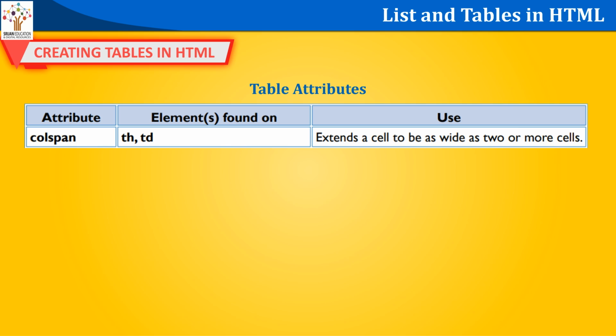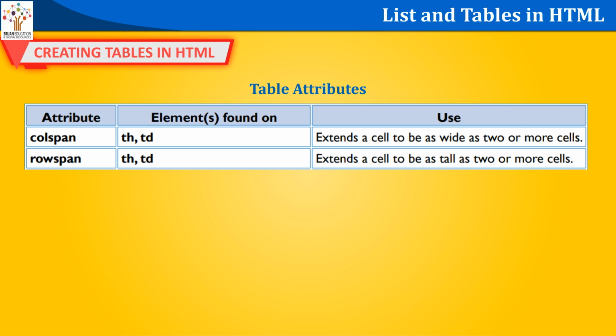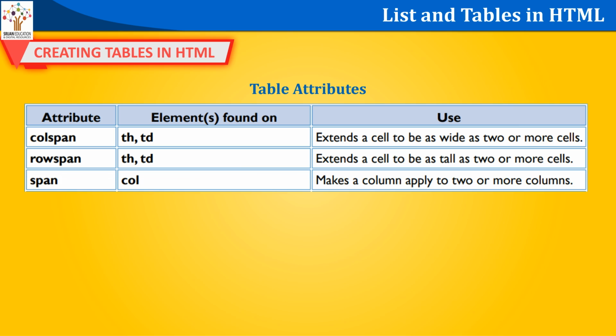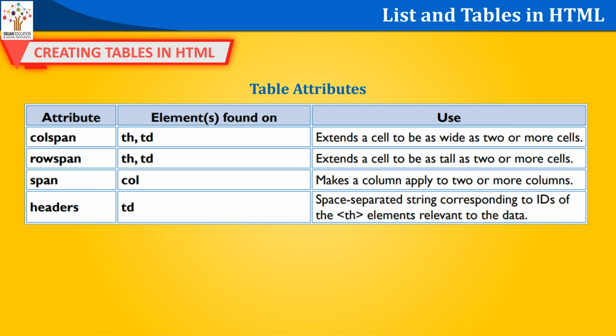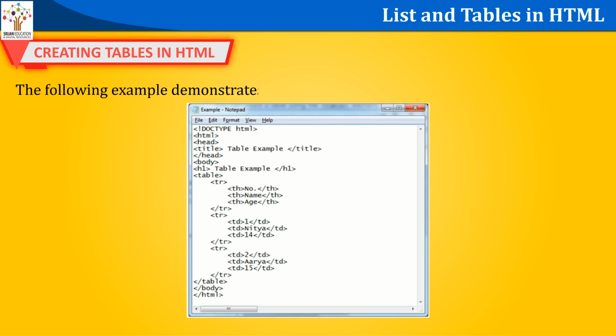Colspan, TD: extends a cell to be as wide as 2 or more cells. Rowspan, TD: extends a cell to be as tall as 2 or more cells. Span, COL: makes a column apply to 2 or more columns. Headers, TD: space-separated string corresponding to IDs of the TH elements relevant to the data. The following example demonstrates the most basic structure of a table.